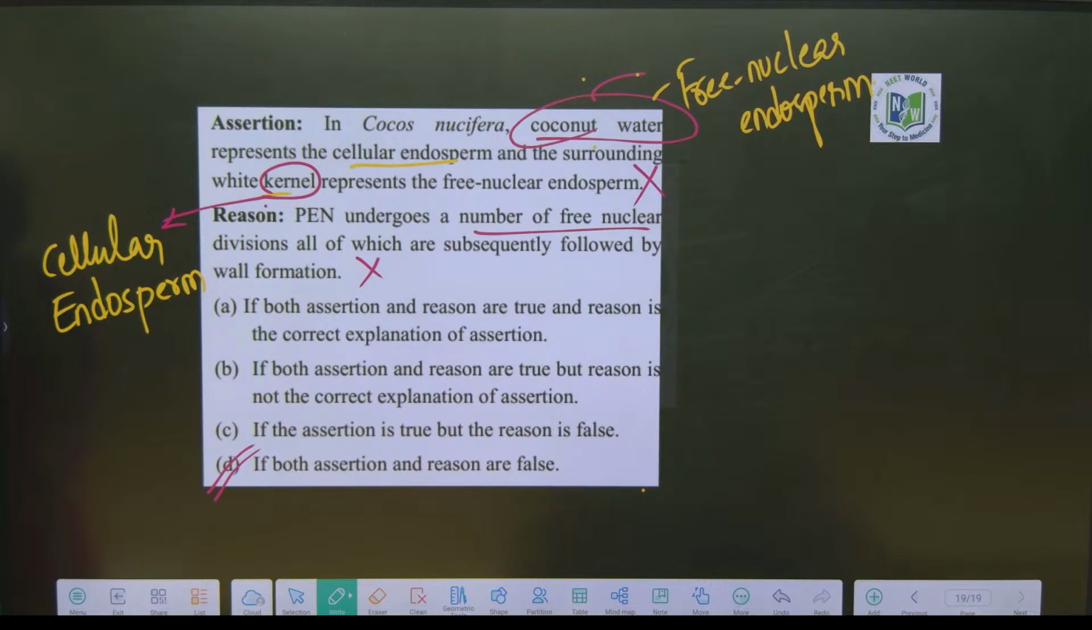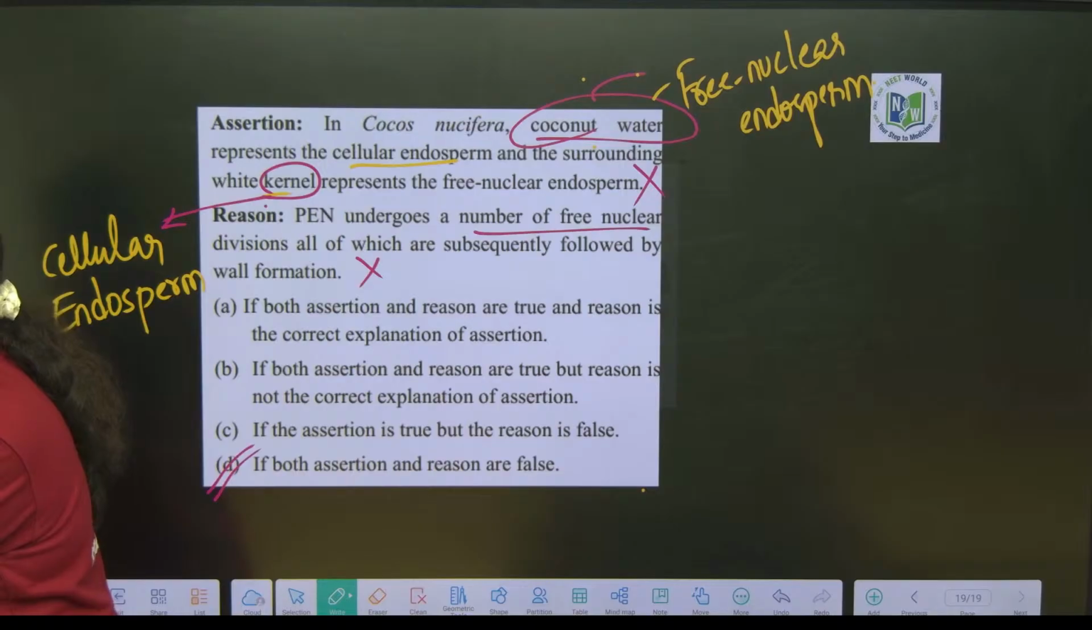Yes, open inter students can also write the NEET exam. There is no problem at all. You can also attempt the NEET exam. Any other doubts, you can drop your messages in the chat box. Okay.